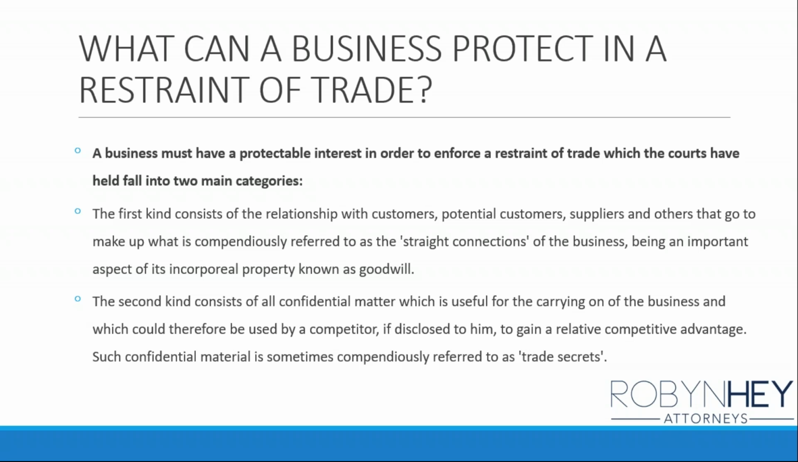So they fall into two main categories. The first is relationships with customers, potential customers and suppliers. They refer to this as the trade connections of a business, and it forms part of the business's goodwill. The second is the confidential information that, if disclosed to a competitor or to the market, would result in a business losing its competitive advantage. That's also known as trade secrets.